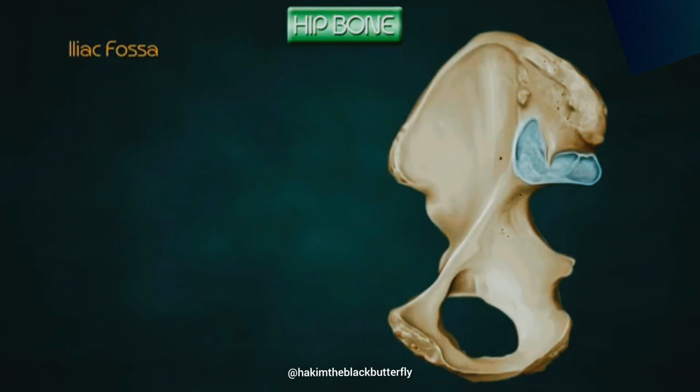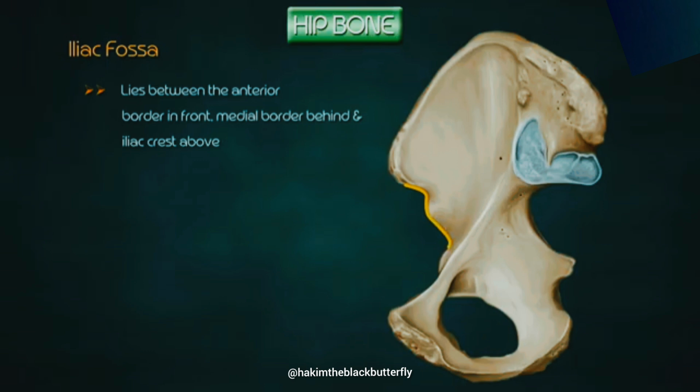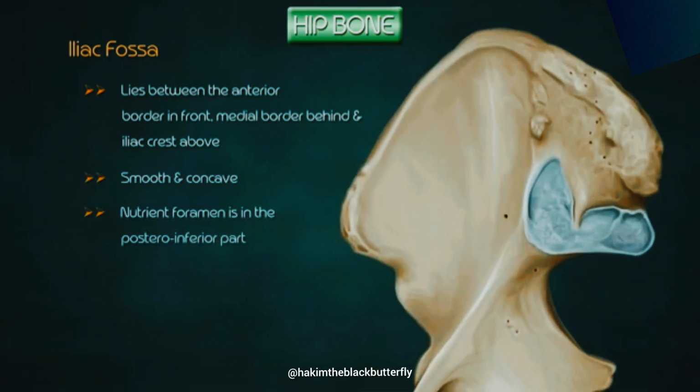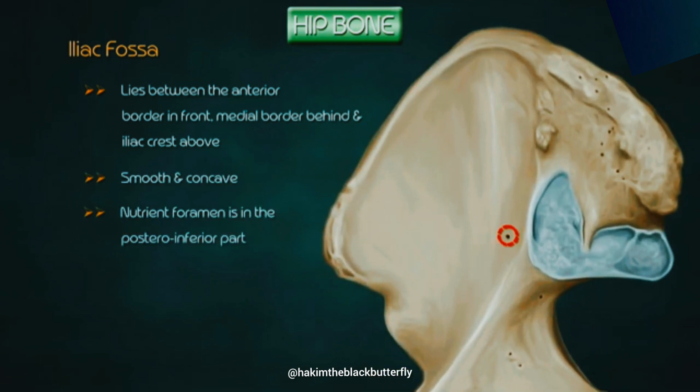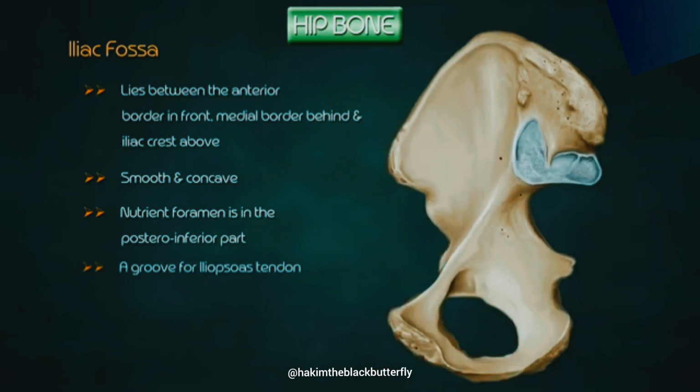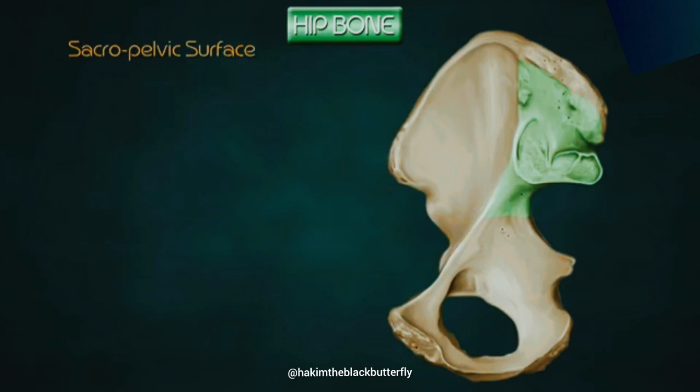Iliac fossa. It is an area which lies between the anterior border in front, medial border behind, and iliac crest above. It is smooth and concave. It presents with a nutrient foramen in its posterior inferior part which transmits the nutrient artery. The nutrient artery is derived from the iliolumbar artery. A groove is present between the anterior inferior iliac spine and iliopubic eminence, which lodges the iliopsoas tendon.